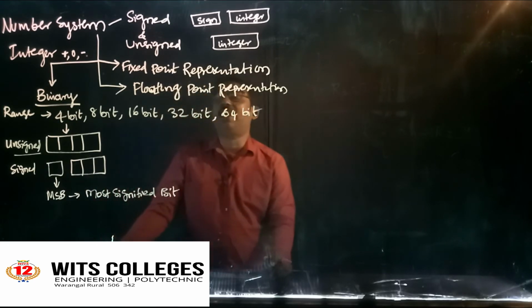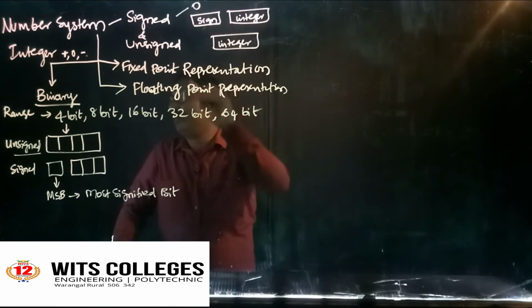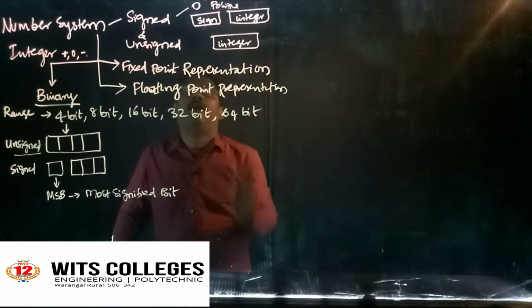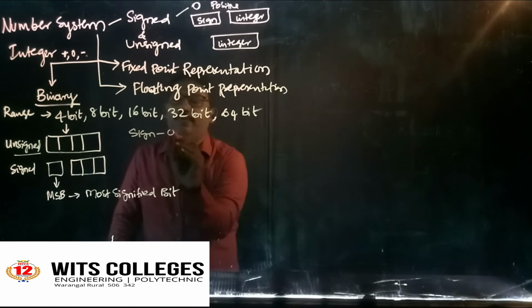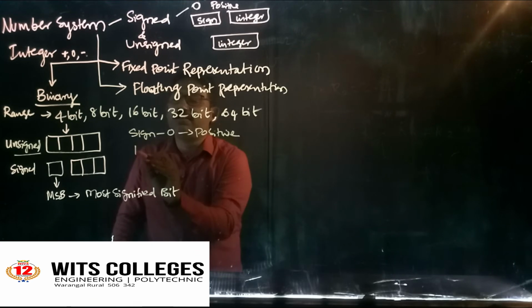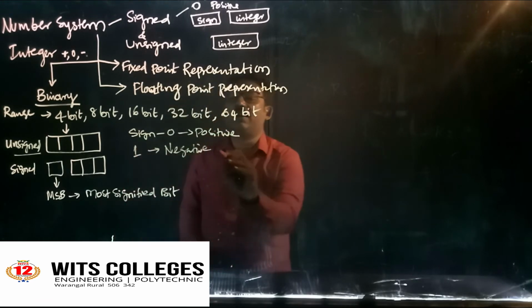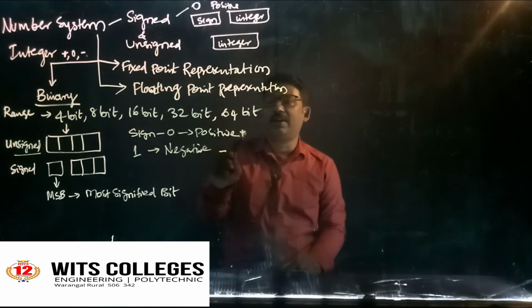Then how are signed and unsigned represented? If the sign is 0, it represents a positive number, plus. If the sign is 1, it represents a negative number, minus.